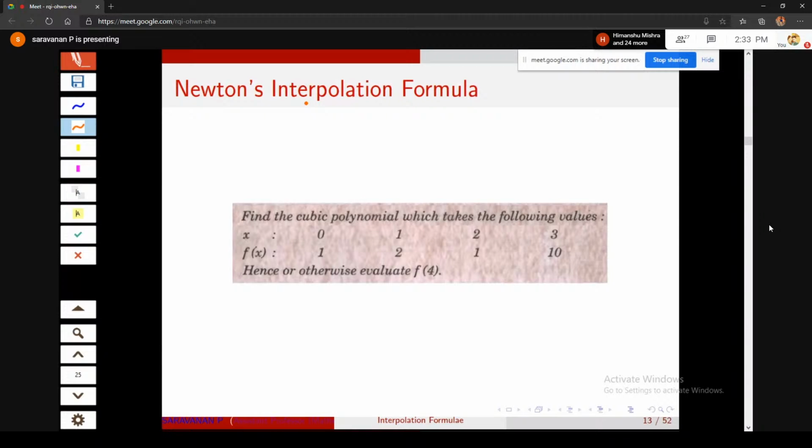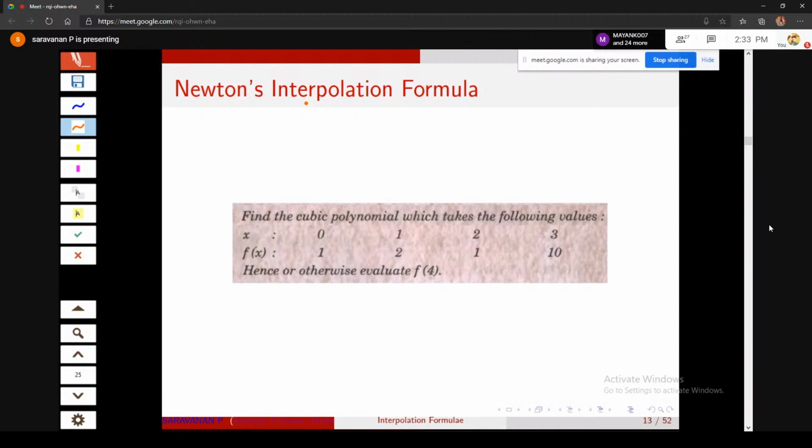Hence or otherwise evaluate f of 4. Here they have not mentioned anything, but we can use either Newton forward or Newton backward. You can use anything, but here you want to compute f of 4, and 4 lies near the end. Therefore, we will be using Newton's backward interpolation formula.